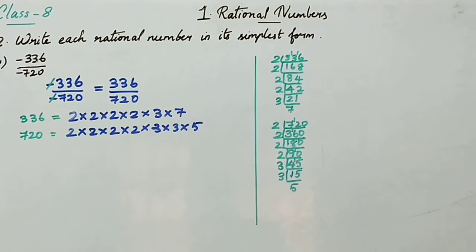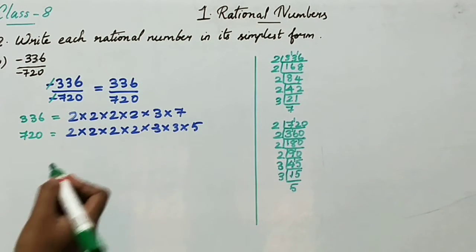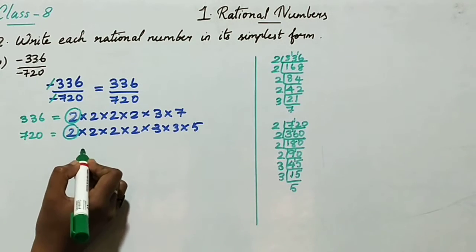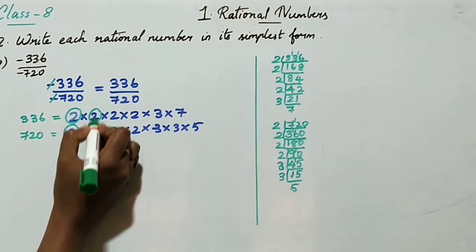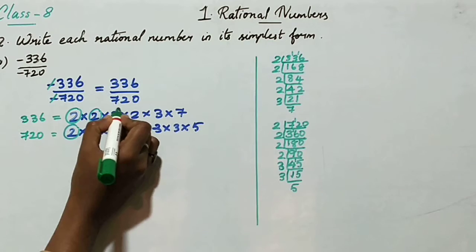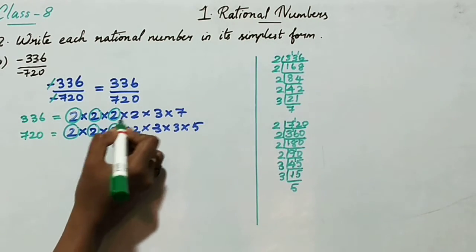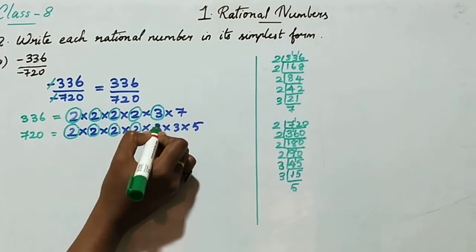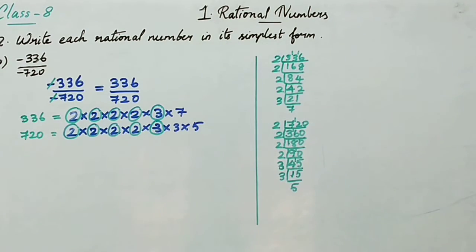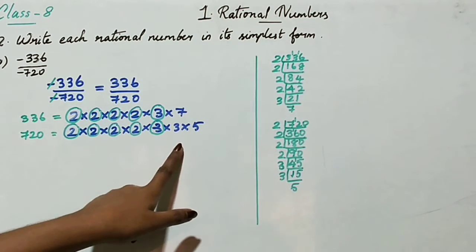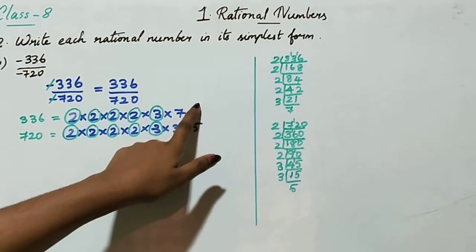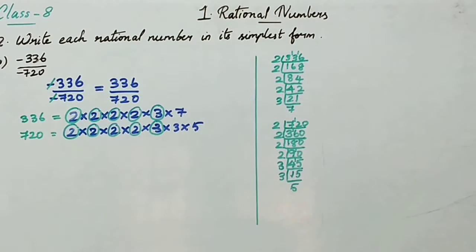So what is the next step? I need to find the HCF. So I need to circle the common factors here. So what is the common factor? Here 1 2 is common for both, right? So here another 2 is common, right? Again another 2 is common. Again another 2 is common. Again 3 is common, right? So is 7 present here in 720? No. Do I have another 3 in 336? No. Is 5 present here? No. So these are the common factors, right?